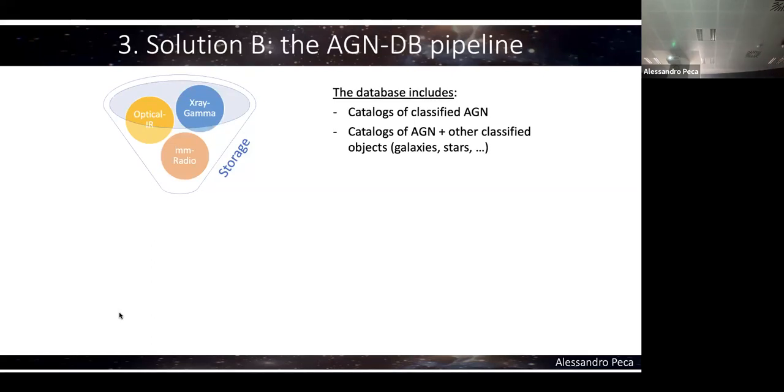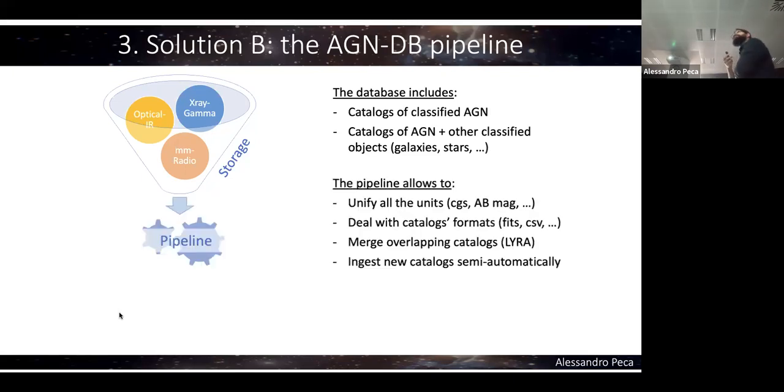So how did we build such a database? Well, first of all, we went into the literature. We downloaded all the catalogs of AGNs, and we stored them together. Then we built our pipeline. Our pipeline is able to unify all the units to the standard CGS system, is able to deal with all the kinds of catalog formats, and we merge overlapping catalogs together with Lyra.